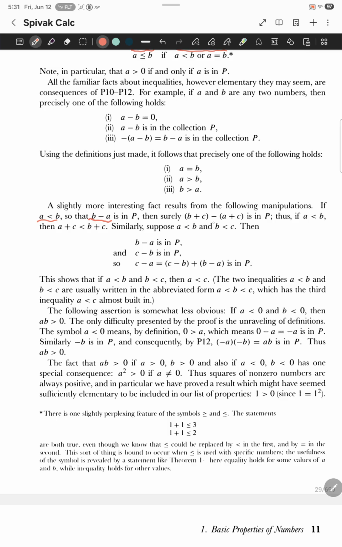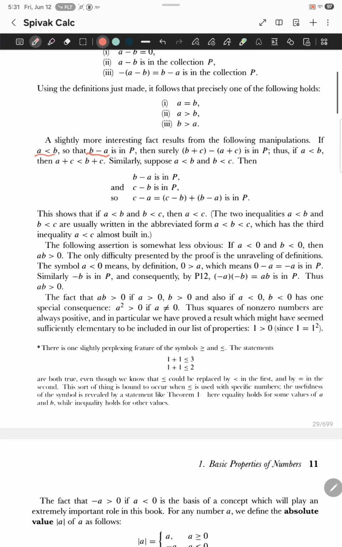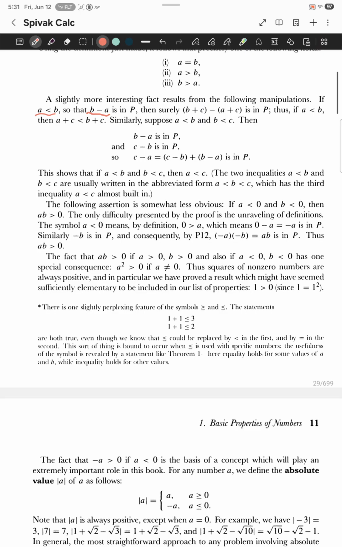Similarly, suppose A is less than B and B is less than C, then B minus A is in P, C minus B is in P, so C minus A is in P. Alright, this shows that if A is less than B and B is less than C, then A is less than C. The two inequalities A less than B and B less than C are usually written in the abbreviated form A less than B less than C, which has the third inequality, A less than C, almost built in, right? The following assertion is somewhat less obvious.